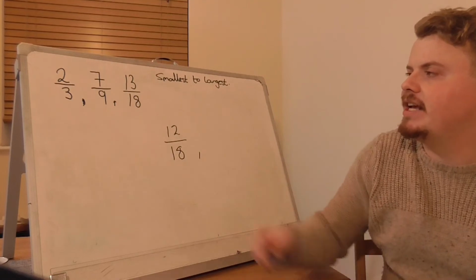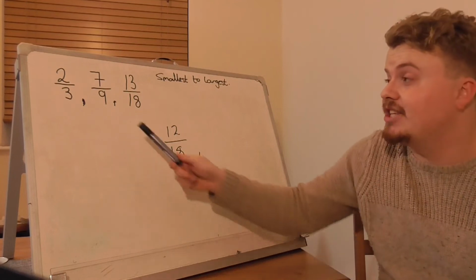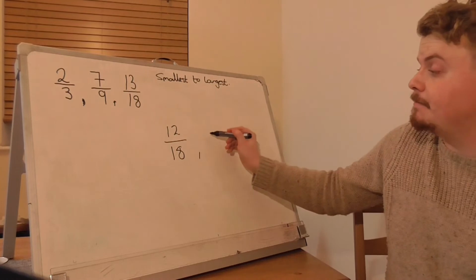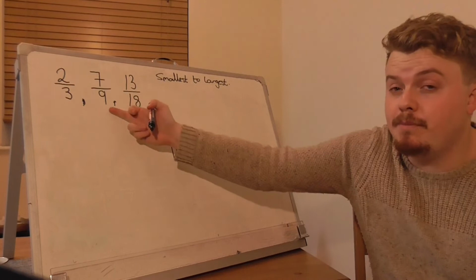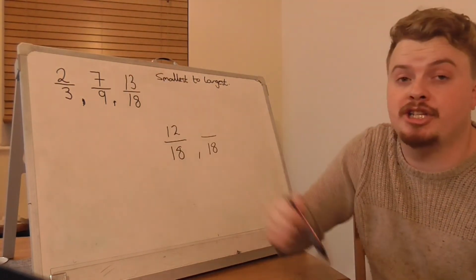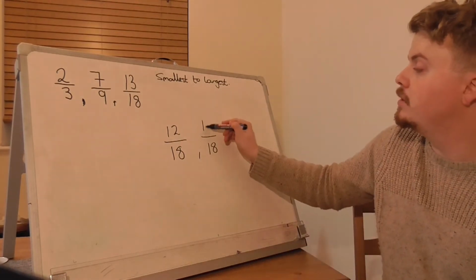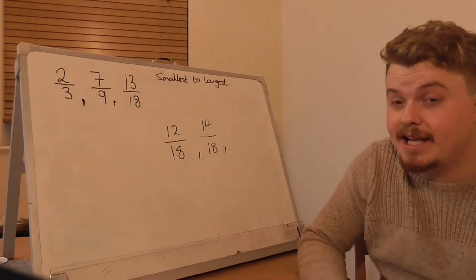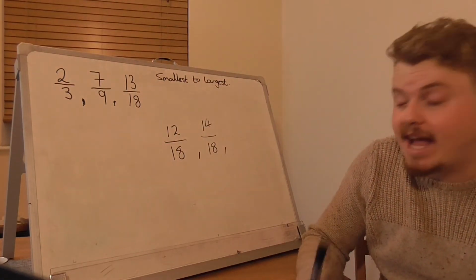The second fraction here is 7 ninths, but again, I've got to change my denominator to 18. It's currently 9. I know that 9 times 2 is 18. And because I multiplied the bottom number by 2, the denominator by 2, I have to multiply the top number by 2. I know that 7 times 2 is 14. And finally, I don't do anything at all with this last fraction because the fraction already has a denominator of 18.